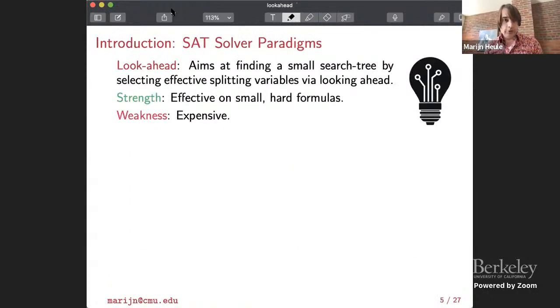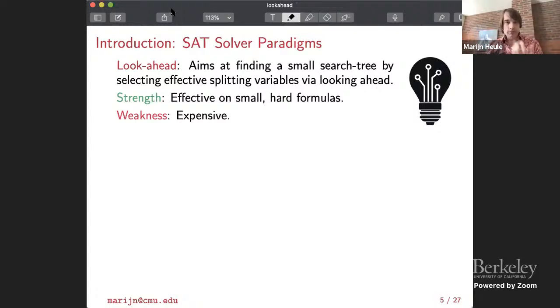So first, very short, what is look ahead? Look ahead tries to make a binary search tree of the search space, and it tries to make the tree as small as possible. How does this work? In each node of the search tree, you pick a variable and then you split it into two nodes, one where the variable is assigned to true and the other one where it's assigned to false.